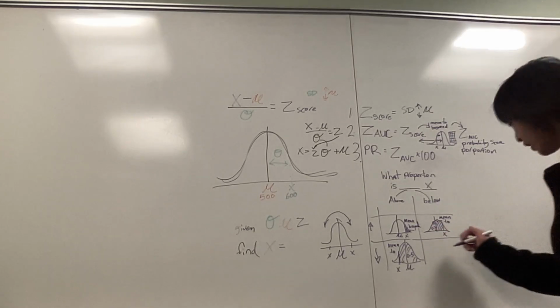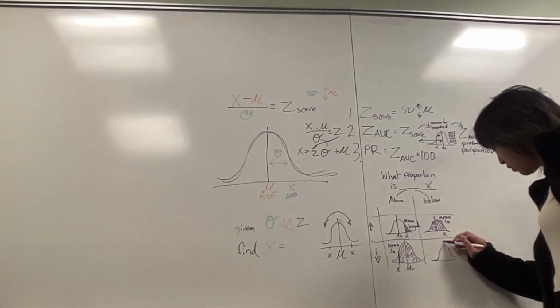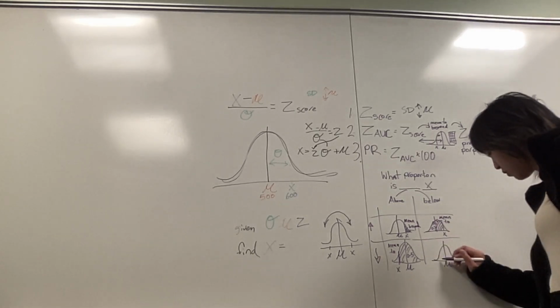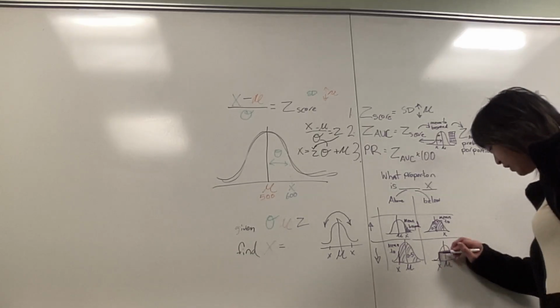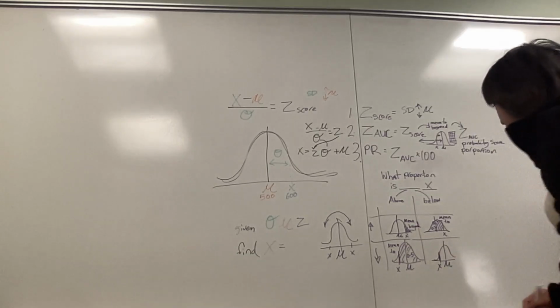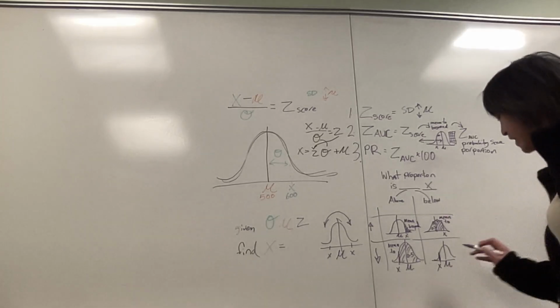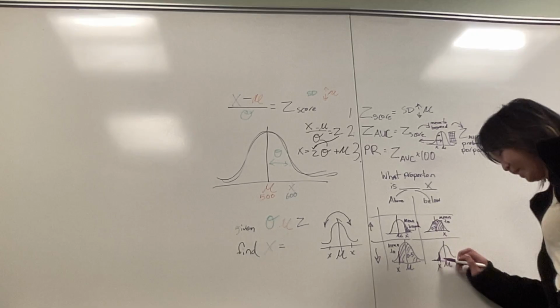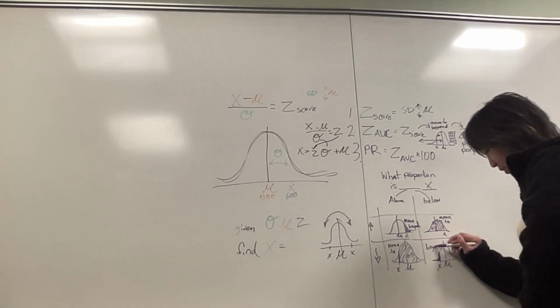But then, if your x was below the mean, imagine someone just really failed it. What proportion of people got lower than that person that failed it? That's like a tiny percent. That's like that much. And that would be beyond the mean.